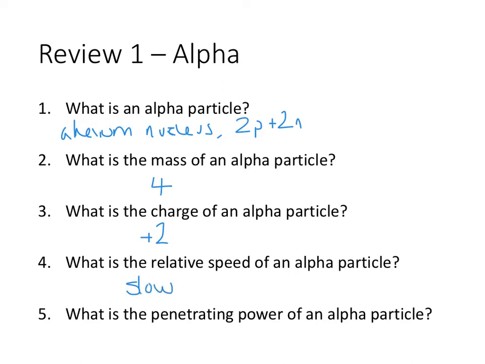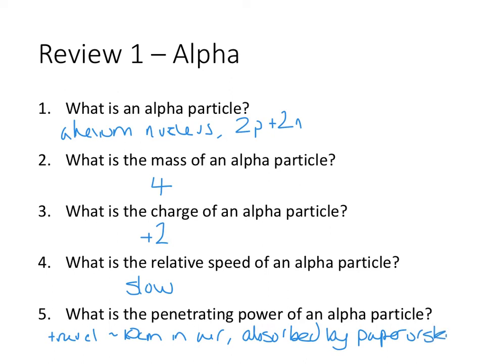Okay, and what's the penetrating power of the alpha particle? Okay, so the penetrating power is poor, but we say it can travel about 10 centimeters in air, and is absorbed by paper or skin. So quite safe if it's not in the body, because it can't get in the body through the skin. Okay.